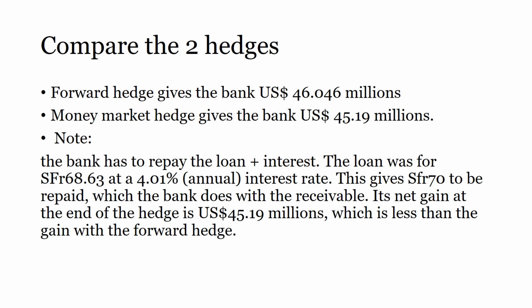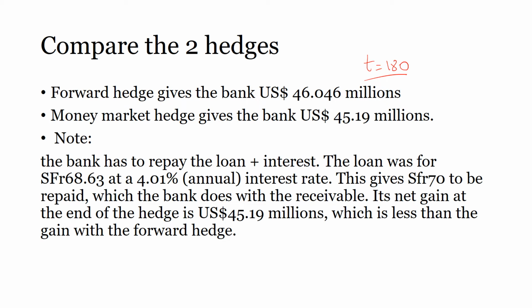Finally, you compare the two hedges. So now we are 6 months later. Your forward contract will give you $46.046 million. Your money market hedge, we have seen, gives you $45.90 million. So if you compare the two, your forward hedge gives you better value.